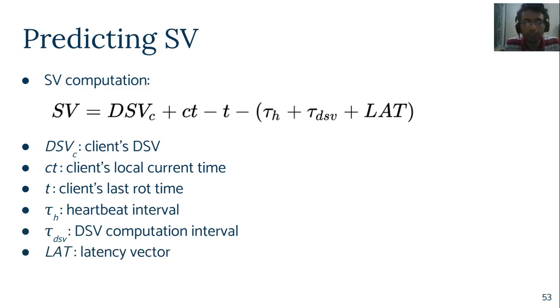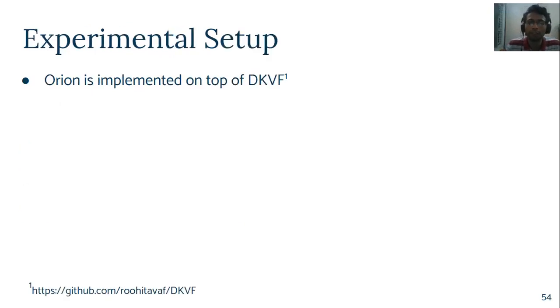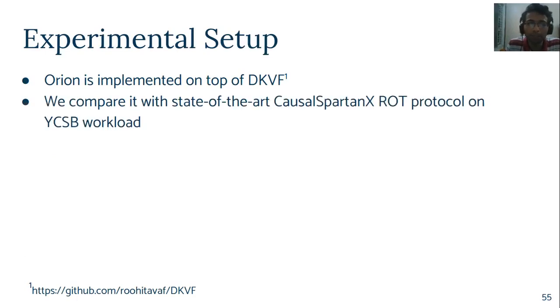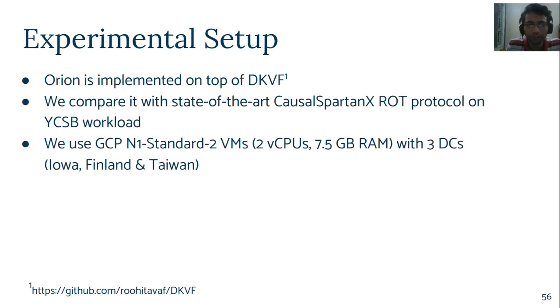So now we'll look at the results of Orion. Orion is implemented on top of DKVF, which is Distributed Key Value Framework. This is an open source project. We'll compare Orion with the state-of-the-art CausalSpartanX ROT protocol on YCSB workload. We use GCP and one standard 2 VMs, each with 2 vCPUs and 7.5 gigs of RAM. We use 3 data centers, Iowa, Finland, and Taiwan. Each data center has 4 VMs and 4 partitions.